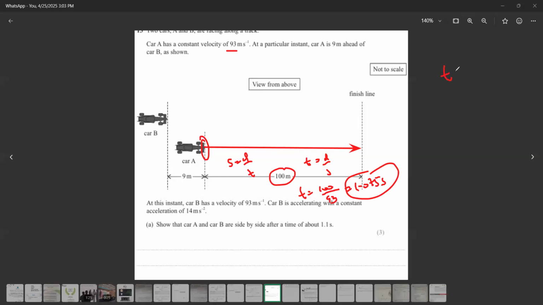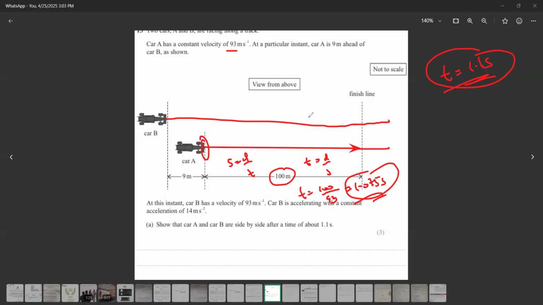This time is less than the time when they are side by side, which is 1.1 seconds. So definitely the two cars are side by side after the finish line. Because when the time is 1.1 seconds they are side by side, but car A reached the finish line before 1.1 seconds. It means car A finished the race first. Then after 1.1 seconds, the two cars will be in line.